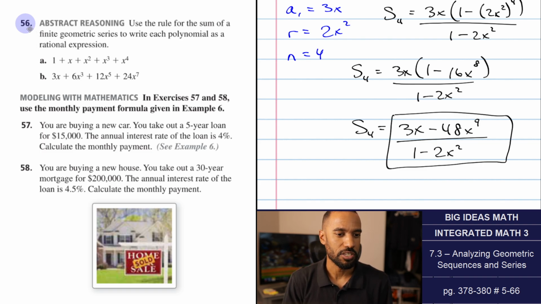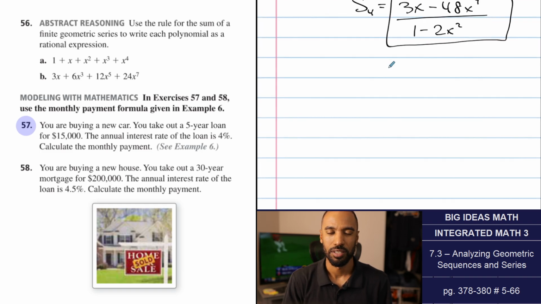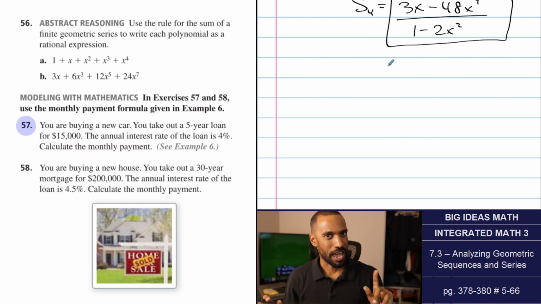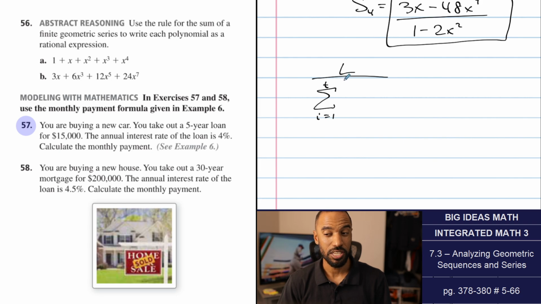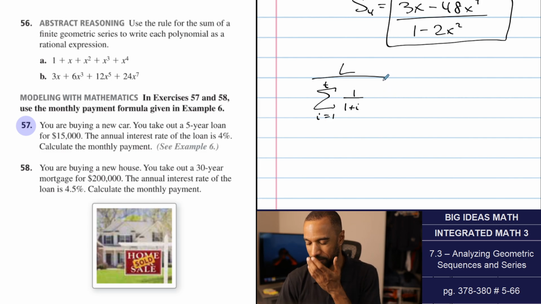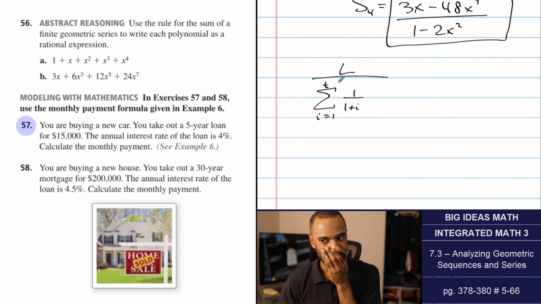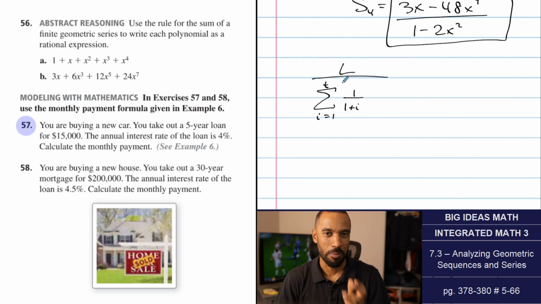Number 57 and 58 says use a monthly payment formula given in example 6. Okay, for me to do that, I have to remember what it was. I don't exactly. I have ideas of it. Hold on, let me try it. It was L, which was the loan, over the sum of, don't worry, I'm going to go find it in a second. From 1 to T, I guess T is always in months. So if they say monthly payment, we always have to do monthly payment of 1 over 1 plus I. Oh, what happened here? I don't remember what this was. Hold on, let me find it.